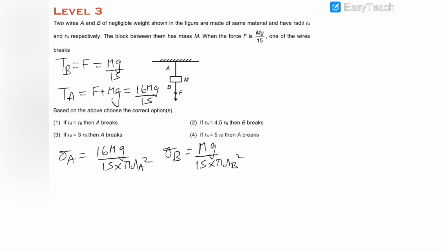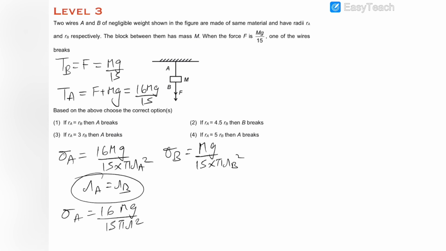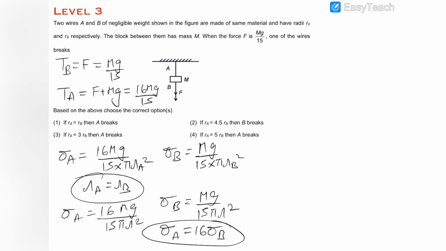So if RA is equal to RB, you can see then this stress sigma A will be equal to 16 mg by 15 pi r square and sigma B will be equal to mg by 15 pi r square. So you can see that sigma A is 16 times of sigma B. So A will break if RA and RB are equal.